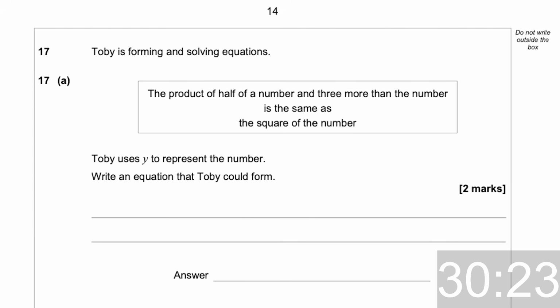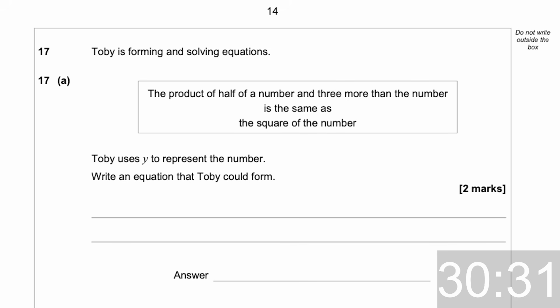Right, Toby is forming and solving equations. Good on you, Toby. The product of half a number, let's write this down. The product of half of a number and 3 more than a number is the same as the square of the number. Toby uses y, I was going to use x. Damn you, Toby. Toby uses y to represent the number.